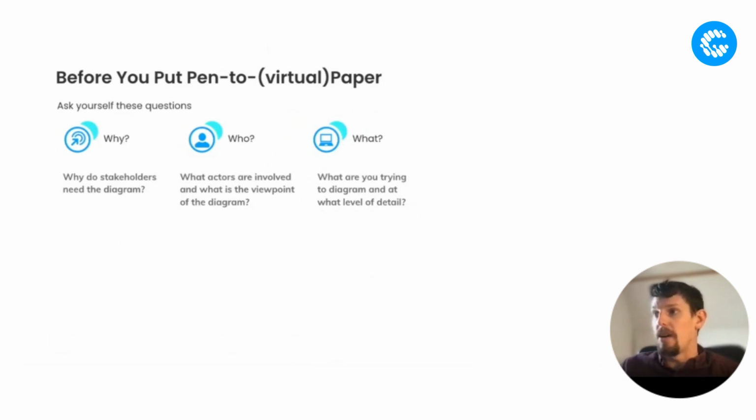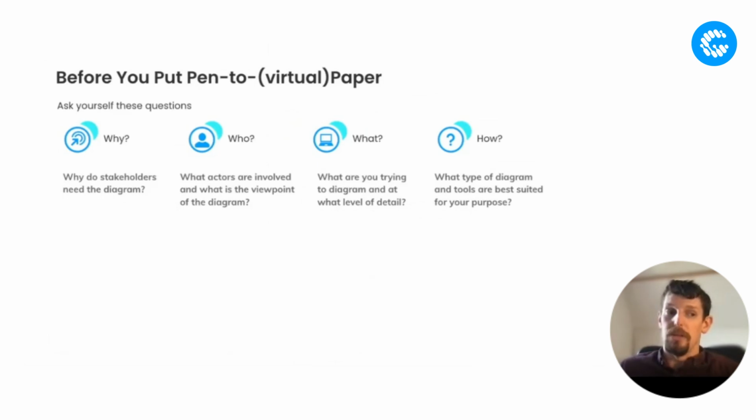And then finally, the how is the last part we'll get to in this presentation: how you're going to build this and where you're going to build this. That really gets into the more technical side. So let's move on to the first tip of my presentation, and that is: what's your viewpoint?